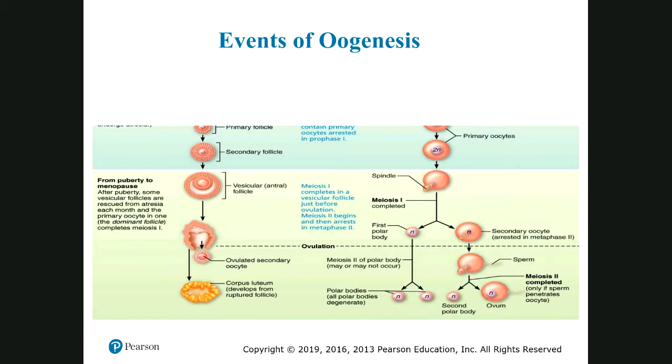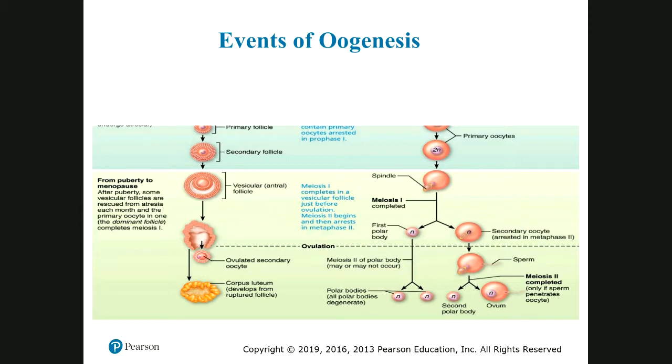The secondary oocyte gets arrested again, now during meiosis II. It will be arrested at metaphase II, and it will wait. If the sperm penetrates the oocyte, then it will resume to finish the meiosis II. So it's quite complicated over here, but very easy to understand.